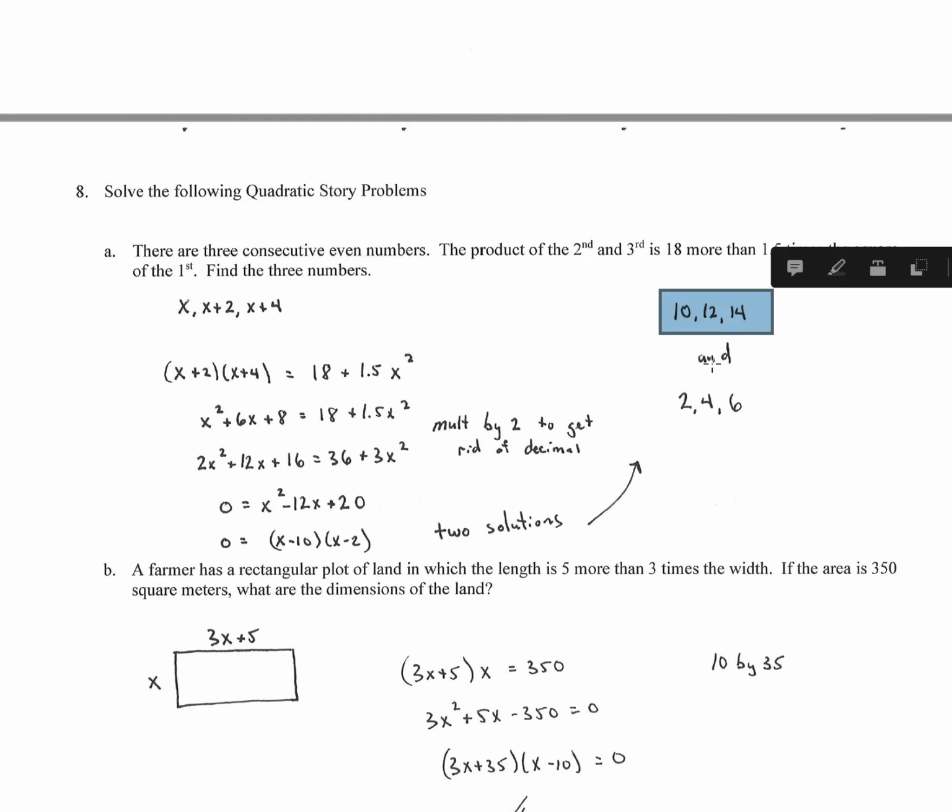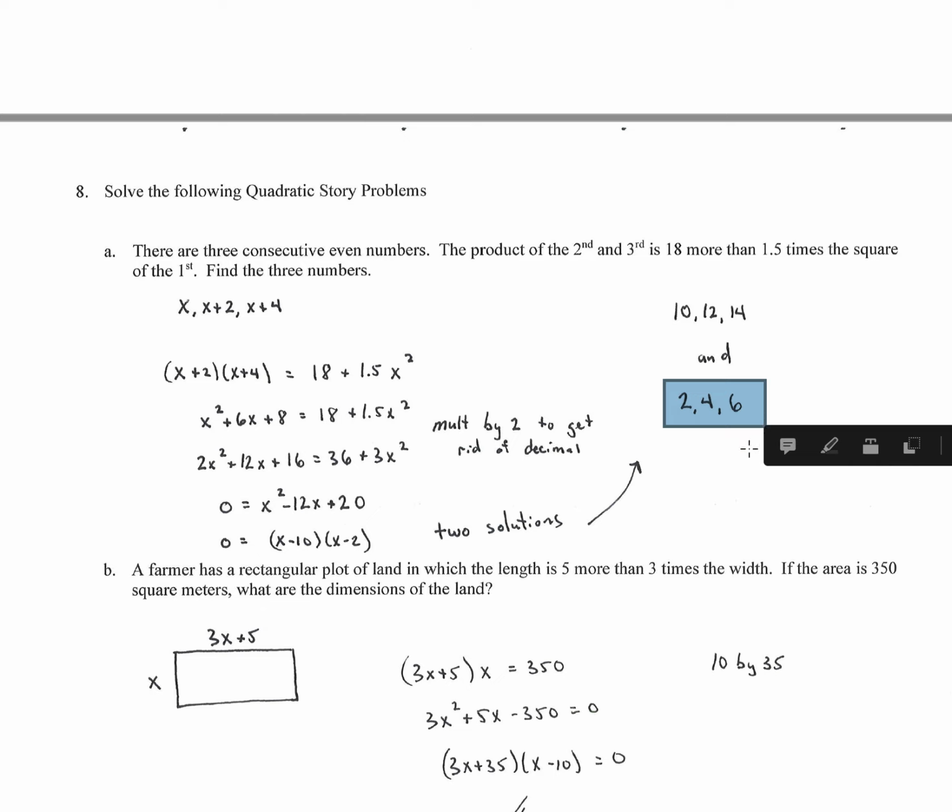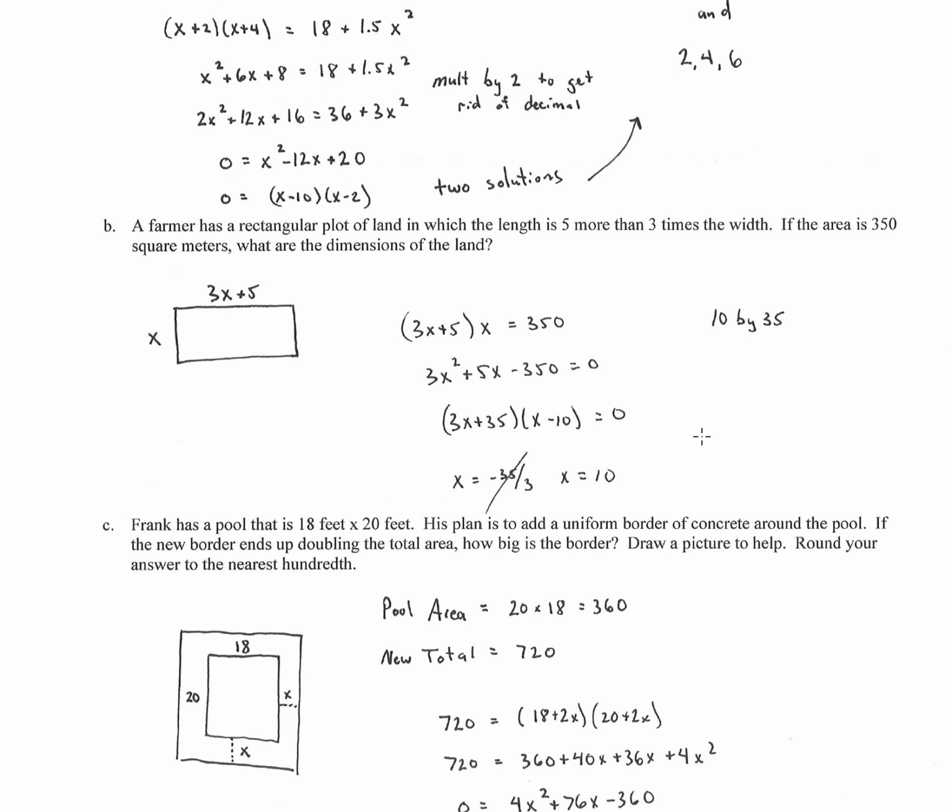These 3 numbers work, and these 3 numbers work. And you can check them. You can make sure that 4 times 6 is 18 more than 1.5 times 2 squared. And that is true.